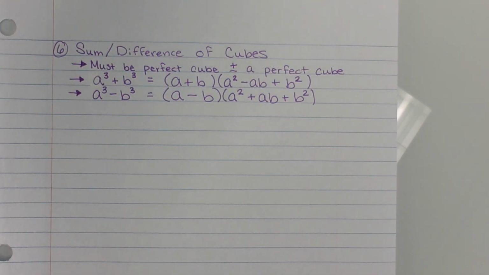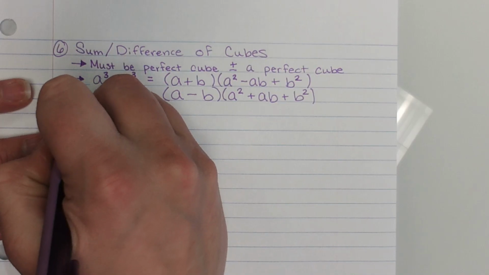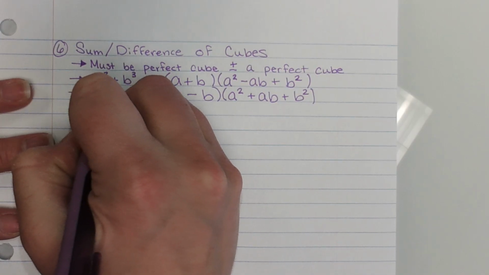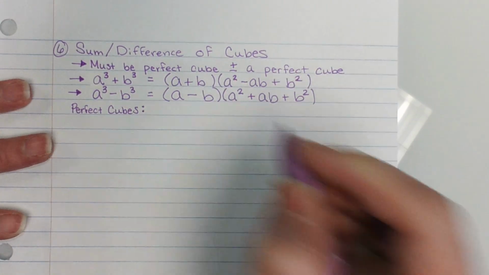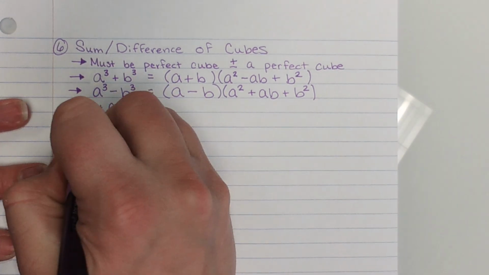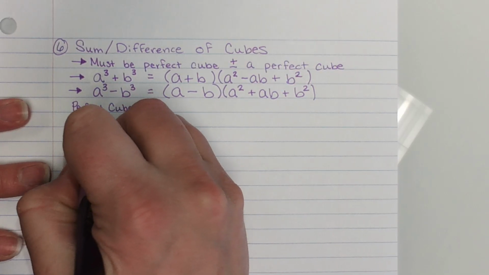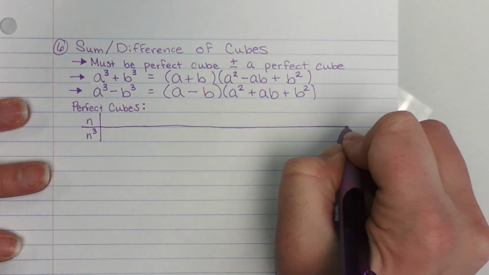Okay. Now, with this one, let's just have a quick chat about our perfect cubes. Generally, there are people who have some inkling of their perfect squares. Does everyone? No. But there's some inkling of what a perfect square is. Perfect cubes, we don't tend to talk about a whole lot. So, let's talk about the basic perfect cubes. I'm going to give us a little chart of our perfect cubes.